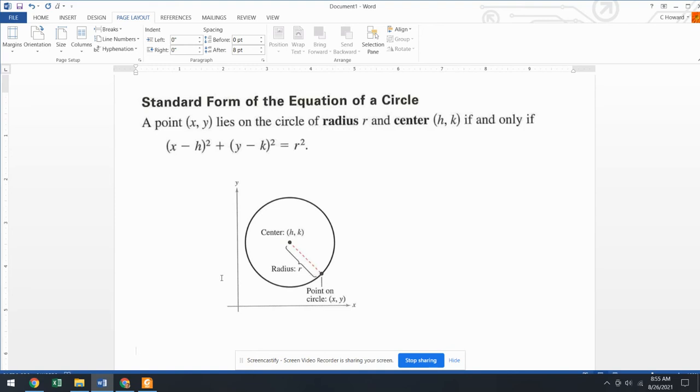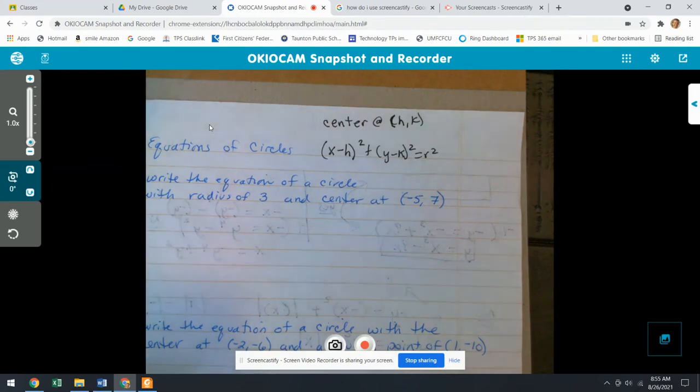(x - h)² + (y - k)² = r². They're giving you the center is at (h, k), and if you take the square root of that r², then you will have the radius. So it does tell you quite a bit. There's a picture of the circle too. So let's do a couple problems finding the equation and see how that goes.